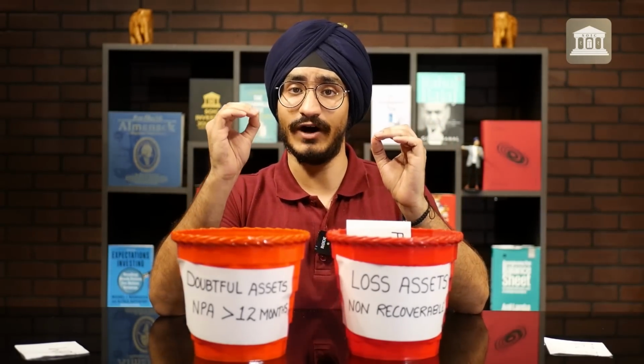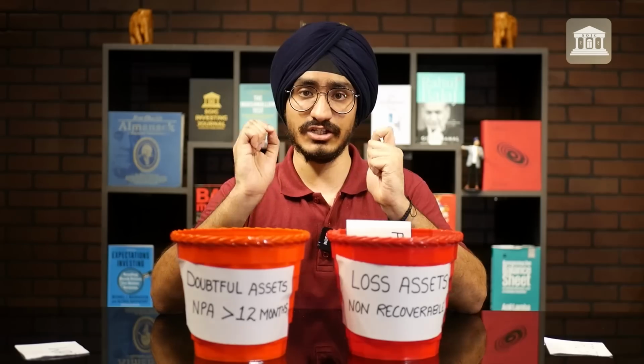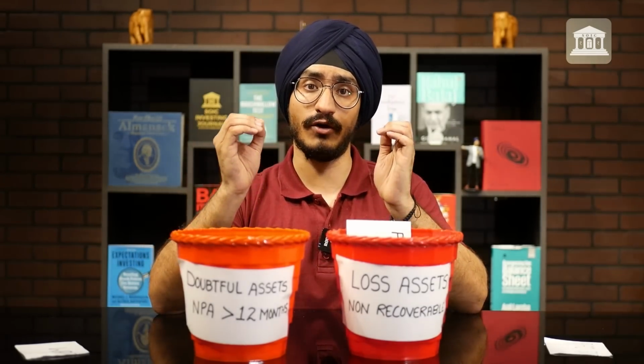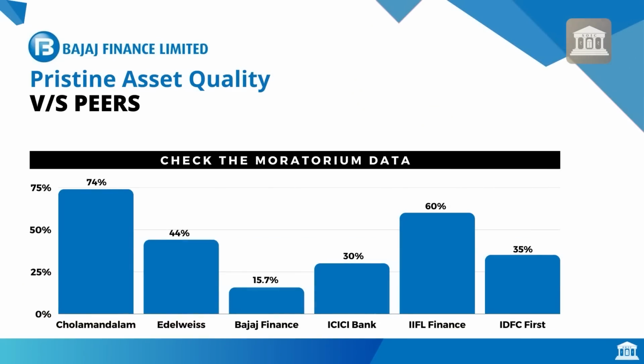And let me show you one more data point to prove this point. During the time of COVID, there was a loan moratorium given by RBI. Loan moratorium means that you do not have to repay the loans for a while. If you look at the data, only 15.7% of Bajaj Finance's AUM was under loan moratorium. Whereas for Cholamandalam, this was 74%, because they deal much more in cash as they're financing trucks.